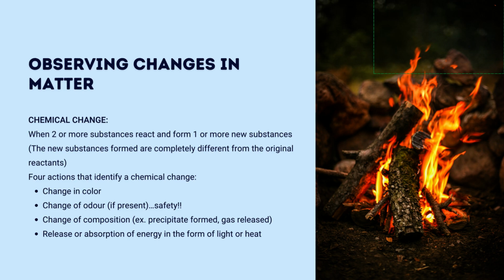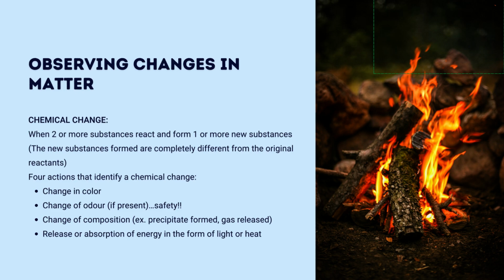There are four actions that could potentially identify a chemical change. The first is change in color, which can often be seen when a substance undergoes a reaction. The second action is a change of odor, which can be a safety concern if the odor is harmful. The third action is a change of composition, which can be observed when a precipitate is formed or a gas is released. Finally, the release or absorption of energy in the form of heat or light is another indicator of a chemical change.